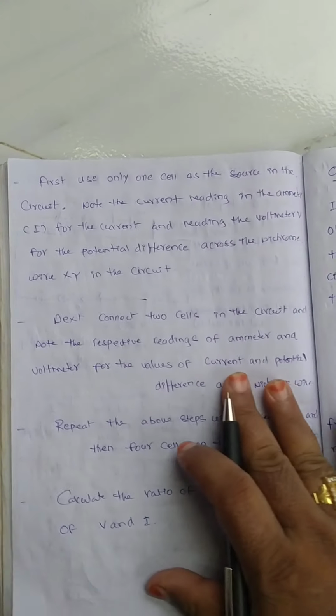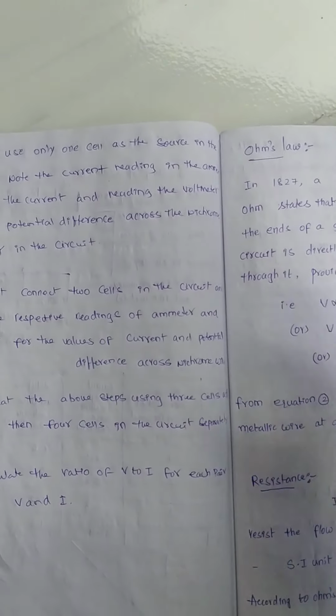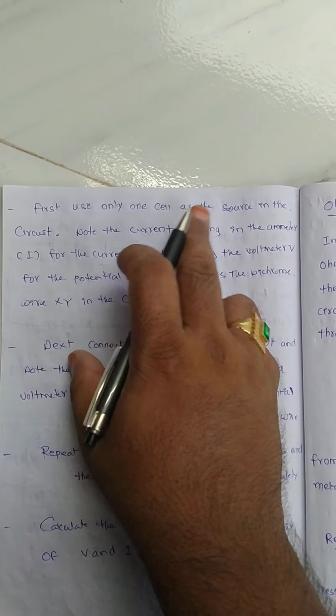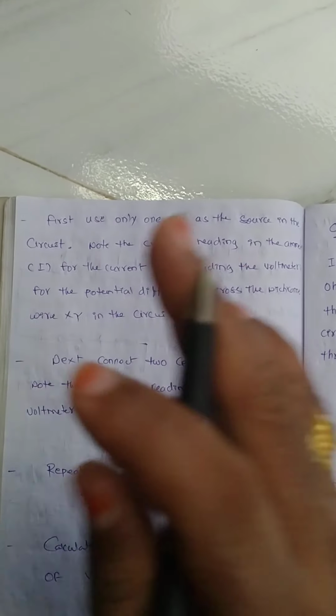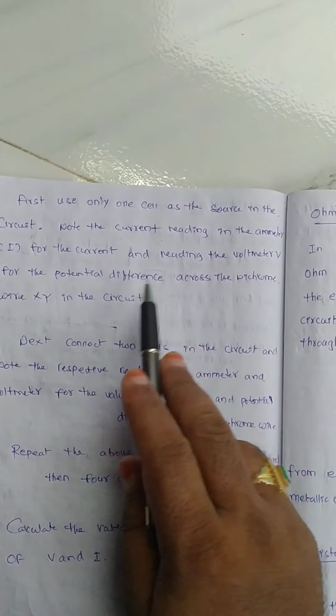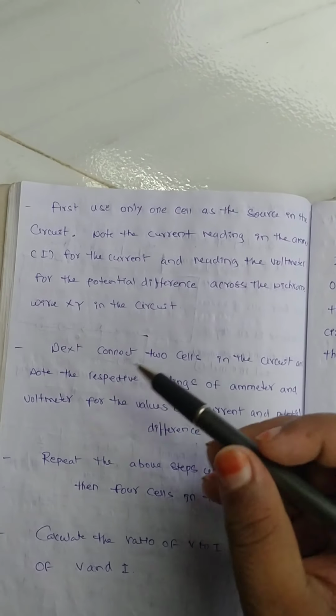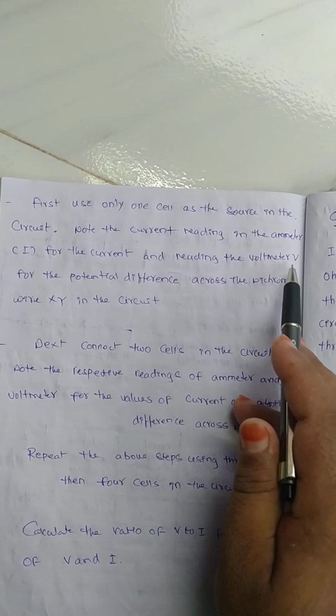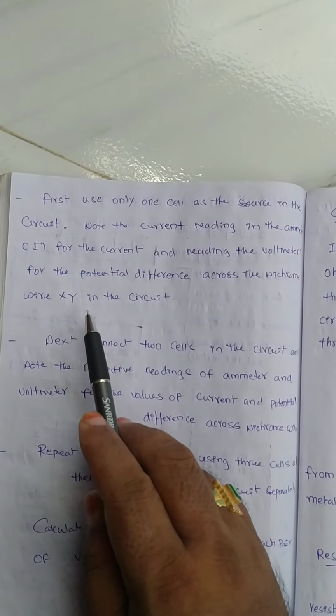And next I am going to discuss Ohm's law. But before that, we will see what I discussed in the graph. See, first use only one cell as a source in the circuit. First we have to use only one cell, and note the current reading in the ammeter and the potential difference shown by the voltmeter across the nichrome wire XY in the circuit.